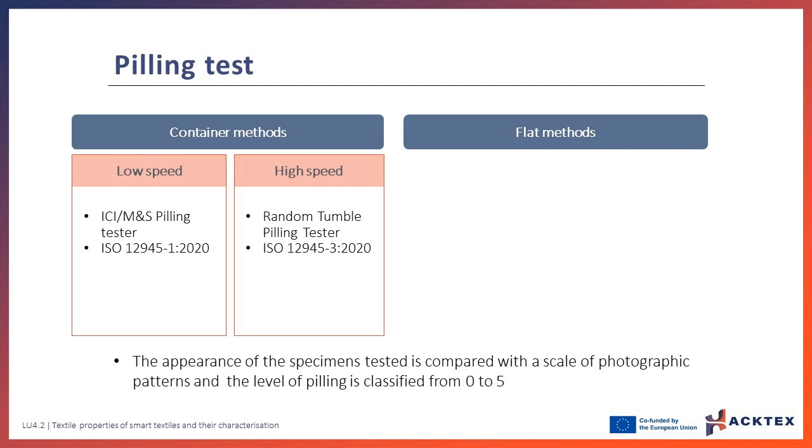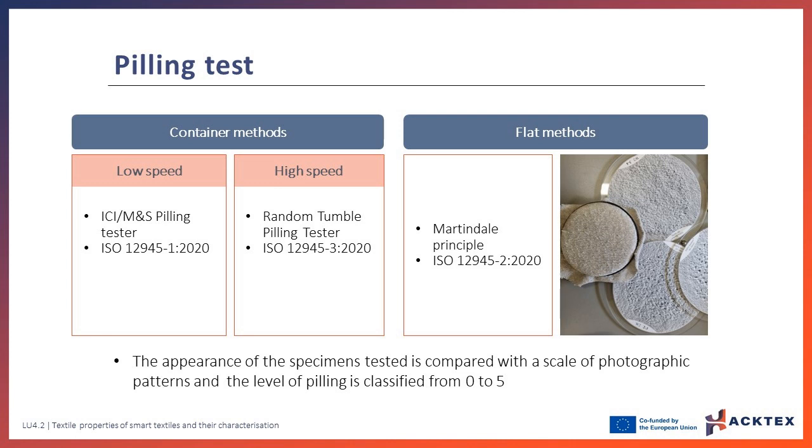These methods use different containers that are coated on their inner wall with moderately abrasive surfaces, usually cork. The specimens are introduced into the containers, where they remain for a long period of time, rubbing against each other and with the walls, due to the rotation of the containers at low speed or at high speed.